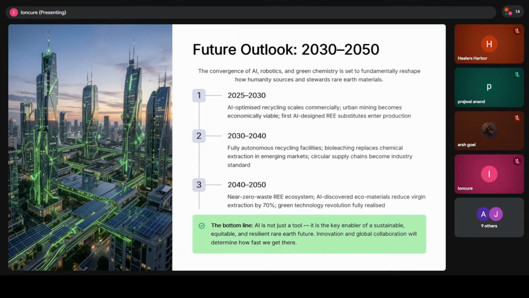Now, this slide discusses further possibilities. Between 2025 and 2030, AI-driven recycling and urban mining are expected to become commercially valuable. Between 2030 and 2040, autonomous recycling systems and bioleaching technologies may become more common. By 2050, further technologies may significantly reduce dependence on virgin mining through advanced recycling and AI designed materials. So the future of rare earth management will likely depend on the combination of artificial intelligence, robotics, sustainable chemistry, and international cooperation.